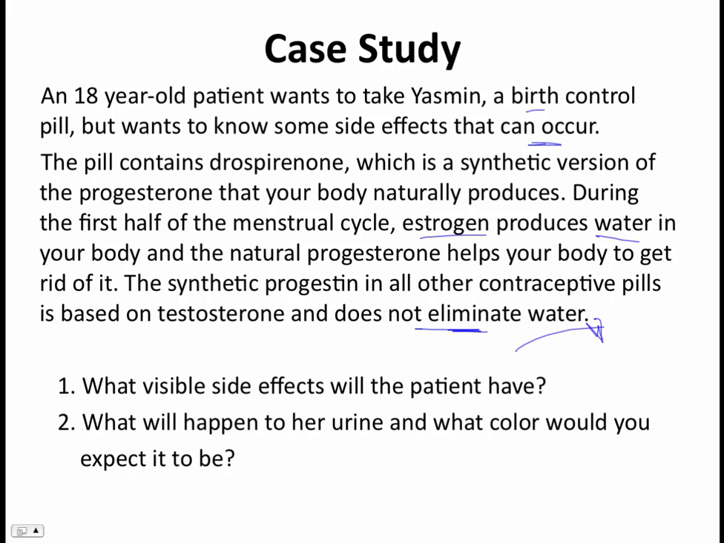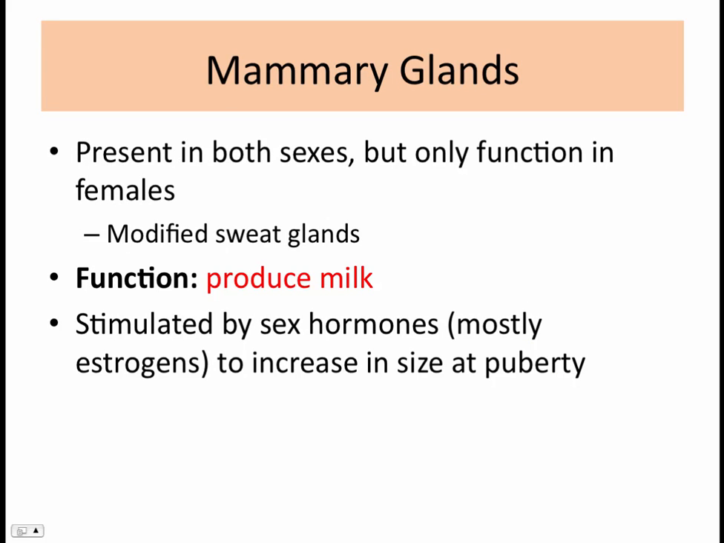So what visible side effects do you have? Bloating. And if you don't eliminate water, what color will your urine be? It'll be more concentrated. So this is why a common side effect of taking these birth control pills is that bloating appearance. Now let's move on to the last topic we're going to cover, and that's the mammary gland.